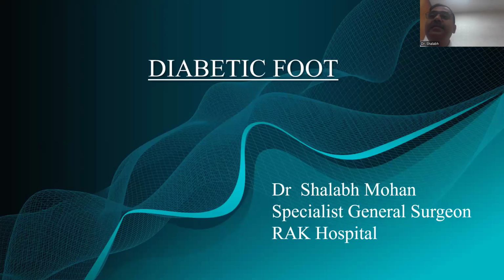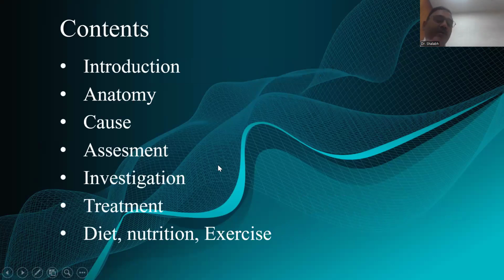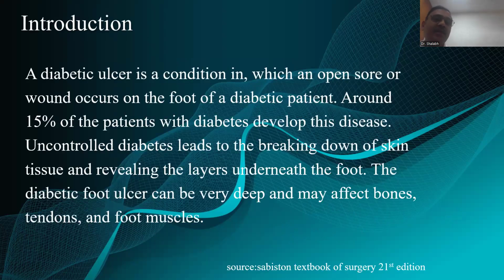Yes, sir. So, the diabetic foot, why is it so important? I'll be discussing what it is exactly, the anatomy of the foot and how it's relevant to the disease, what are the causes, how do we assess it, how do we test for various parameters involved in the disease, and how do we treat it. So basically, what exactly is a diabetic foot? It's a condition where a patient who is diabetic has an ulcer in the foot or a wound, and that leads to various complications.